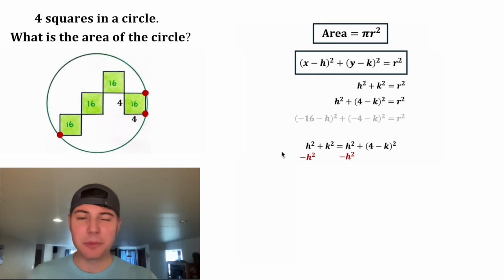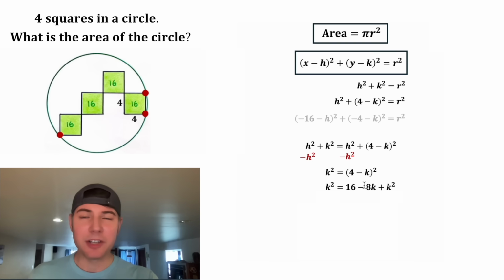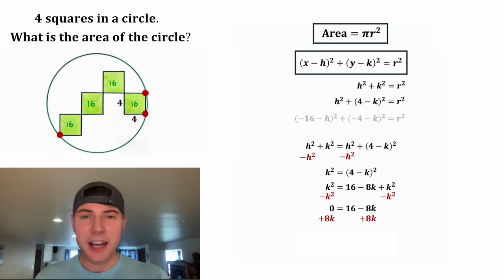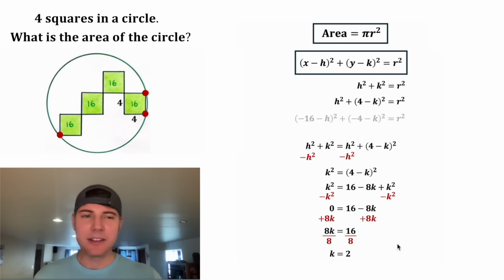For the first step, let's subtract h squared from both sides of the equation. We end up with k squared is equal to the quantity (4 minus k) squared. (4 minus k) squared is equal to (4 minus k) times (4 minus k). After we multiply that out, we get 16 minus 8k plus k squared. Now we have a k squared on both sides of the equation. Let's subtract k squared from both sides of the equation. On the left-hand side, we have 0, and on the right-hand side, we have 16 minus 8k. Next, let's add 8k to both sides of the equation, and we end up with 8k is equal to 16. Let's divide both sides by 8, and we have k is equal to 2.